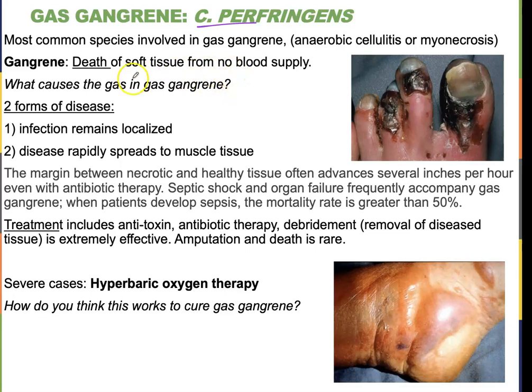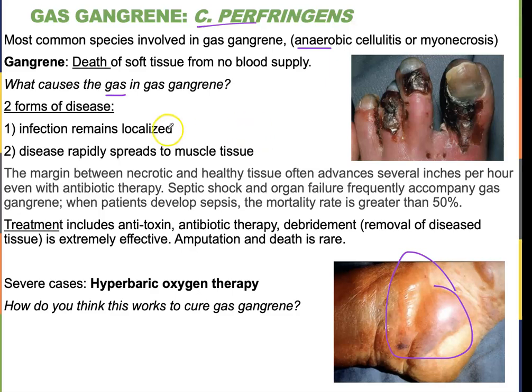And so let me ask, what causes the gas in gas gangrene? Remember, we have an anaerobe and we have fermentation happening. If you have bacteria that are fermenting, products produced are acids and gases. So the gas from the bacteria is actually building up within your tissues, and it causes your skin to puff up and have these gas-filled chambers here.